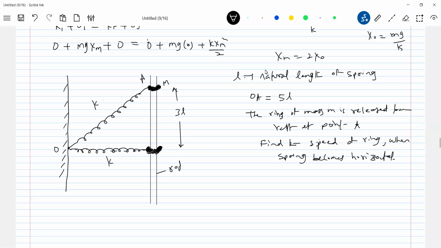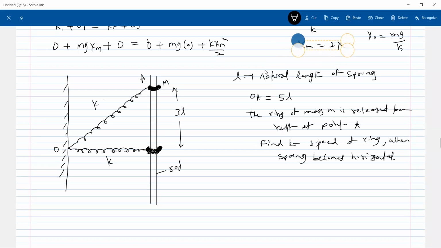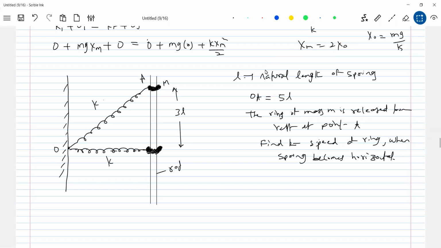When the spring becomes horizontal, what is L? L is the natural length of the spring, that one. What is the length OA? OA equals 5L, no? It is given in the description.